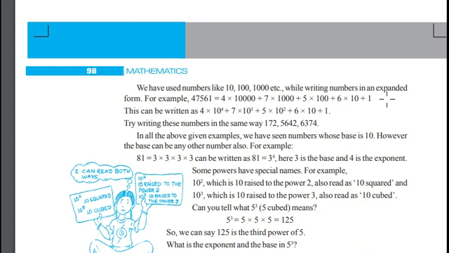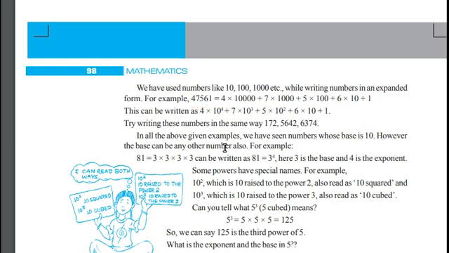While writing numbers, we can expand a number like this. 1 is in the unit place, 6 is in the tens place, 5 is in the hundreds place, 7 is in the thousands place, and 4 is in the 10,000 place. So it is 4 times 10,000 plus 7 times 1000 plus 5 times 100 plus 6 times 10 plus 1 times 10 to the power of 0. 10 to the power of 0, or any number to the power of 0 except 0, is 1.